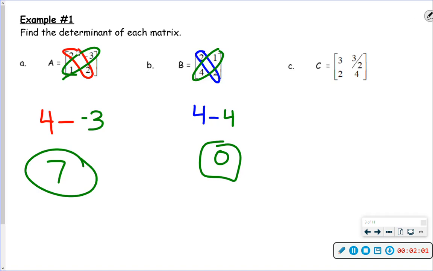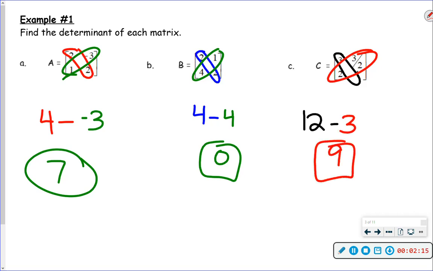Start top left. 3 times 4. And then, of course, 2 times 3 halves. Oh, boy, a fraction. You don't need a calculator. What's 2 times 3 halves? 3. Final answer, 9. So any questions on doing a 2 by 2? That's as wild as we're getting here.